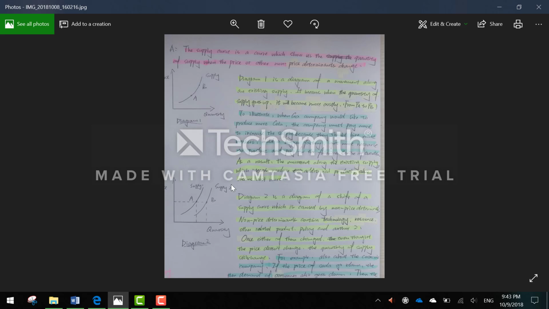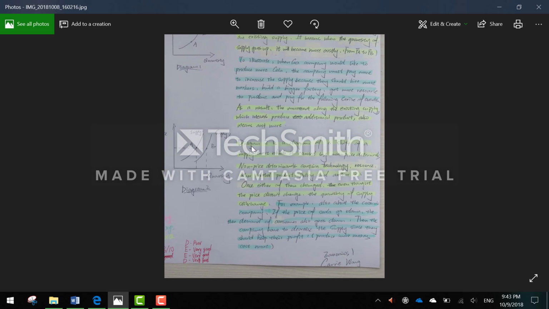Now she attempts to provide an example of a non-price determinant change. She says, "For example, also about the Coca-Cola company, if the price of soda goes down, the demand of consumers also goes down, then the company has to decrease the supply since they should keep their profit." This explanation is completely incorrect.